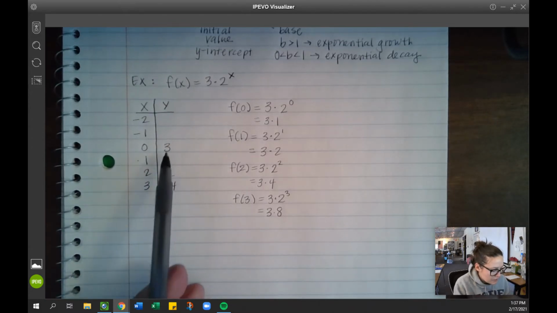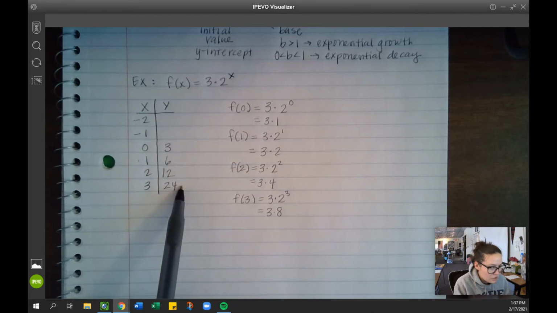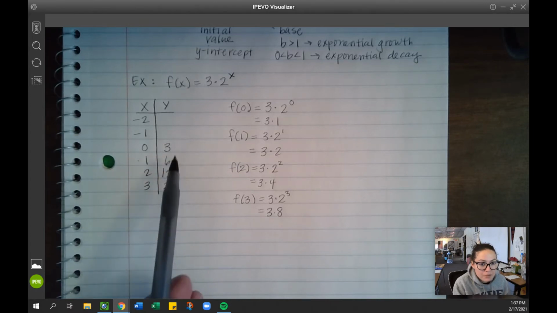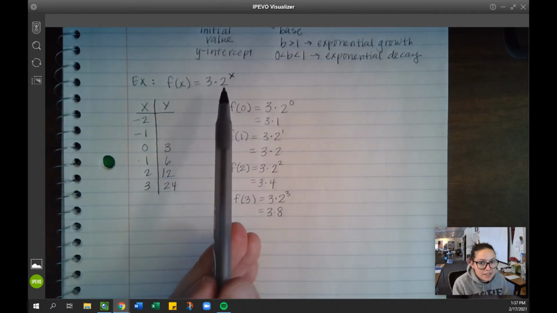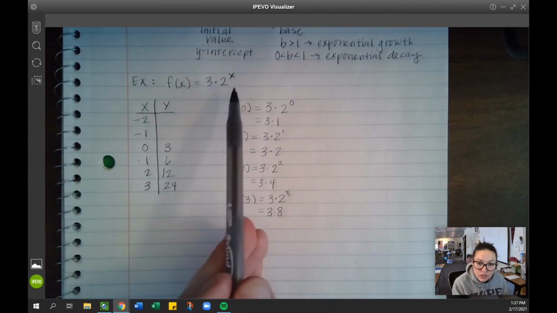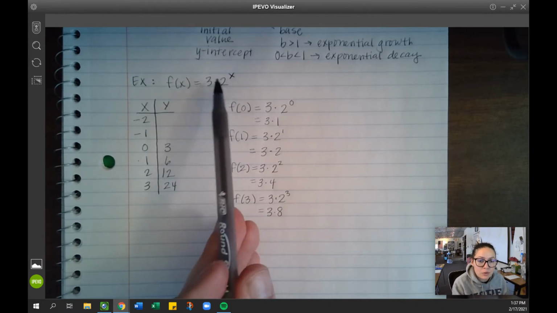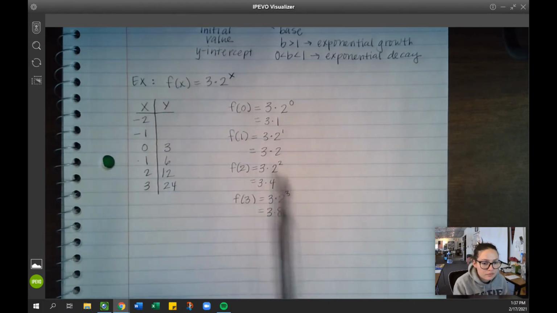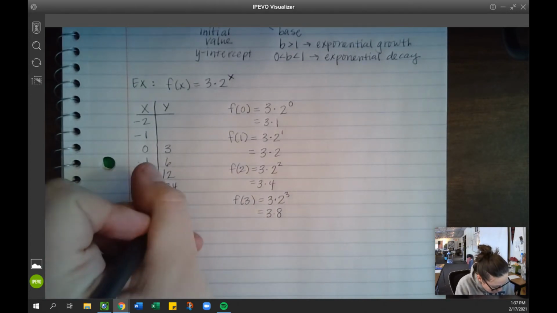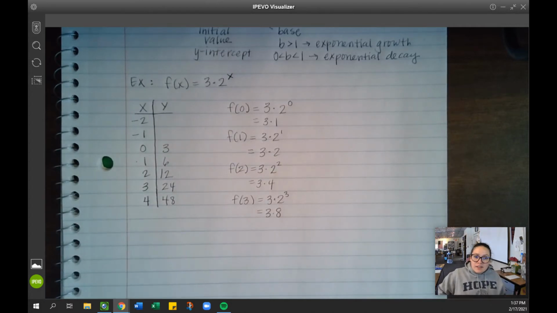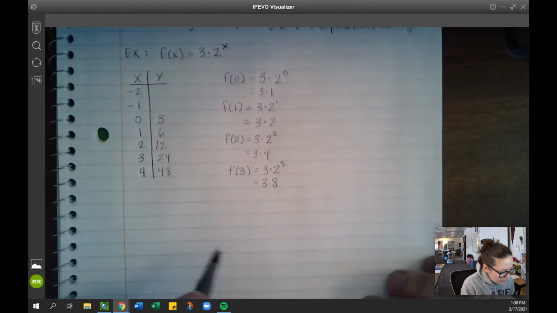I'm not adding a constant amount because I go plus 3, plus 6, plus 12. But what the pattern is, we double every time. Times 2, times 2, times 2. And that is because our base is 2. We're going to double every time. So if I did 4, I would know that my output would be 48, even without plugging it in, because it's going to follow that pattern.